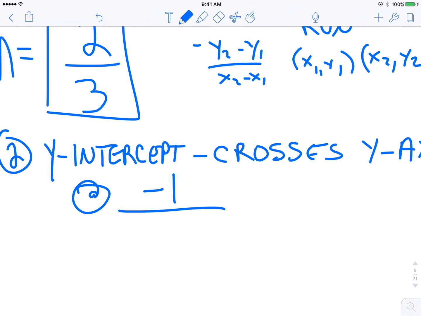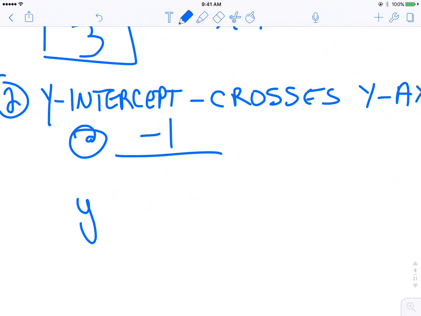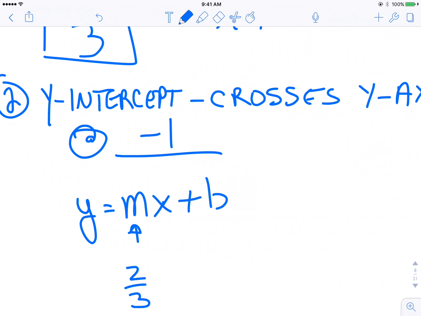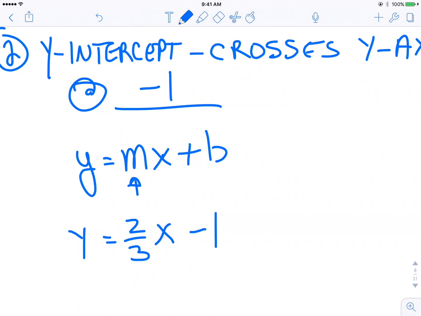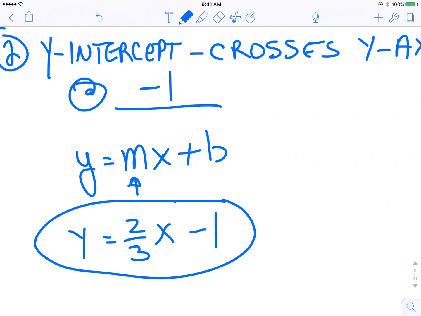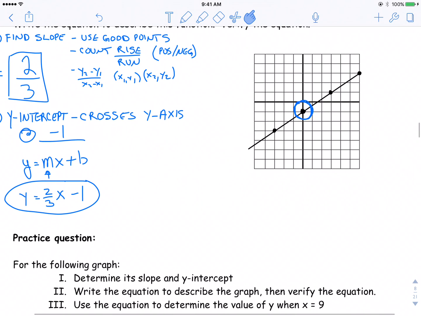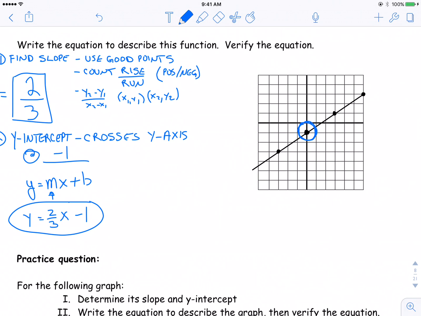So now I think, well, I know this equation, y equals mx plus b. That's the slope-intercept form of an equation. Do I know the slope? Sure, 2 over 3. Do I know the y-intercept? Yeah, -1. I just found it. Keep the x, keep the equals, keep the y. There is my equation for that relation.